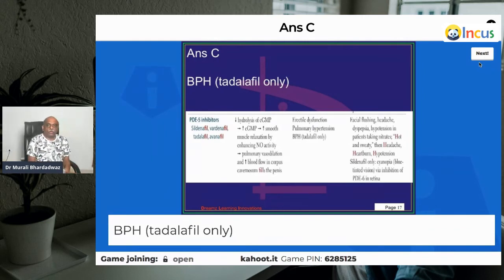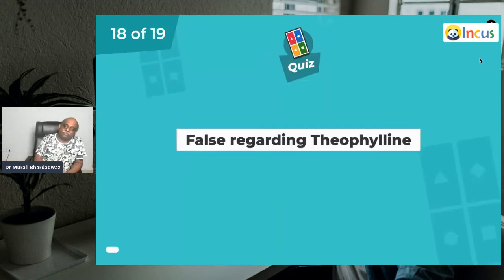But they're all vasodilators. That's the reason there can be facial flushing, headache, dyspepsia, hypotension, especially if the patient is taking nitrates. At the same time, if you give him sildenafil, वो severe hypotension में चले जाएगा. So you got to be 100% sure.